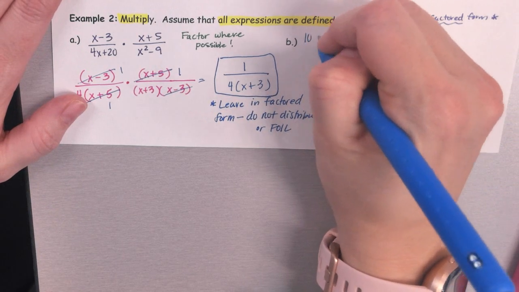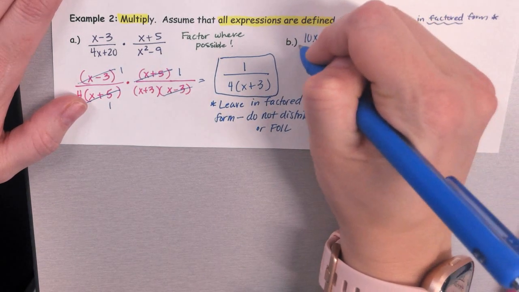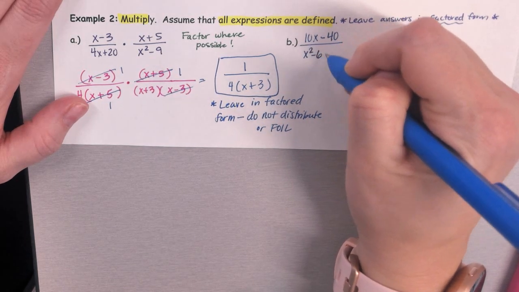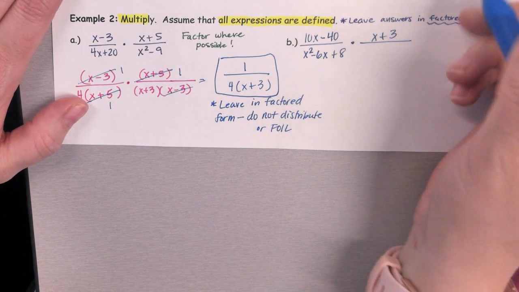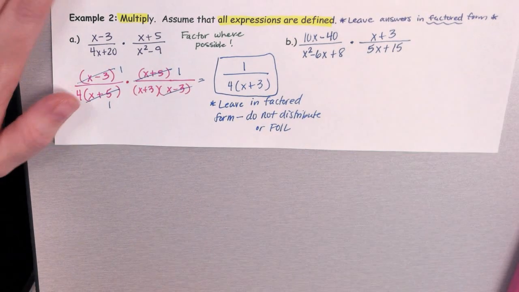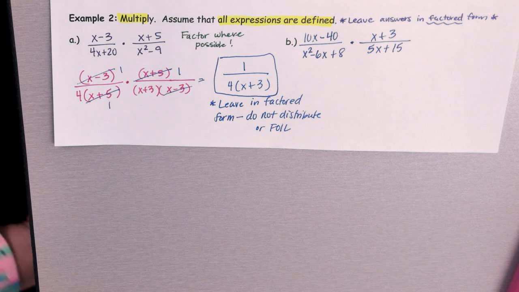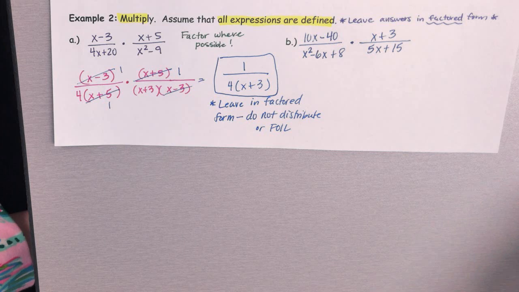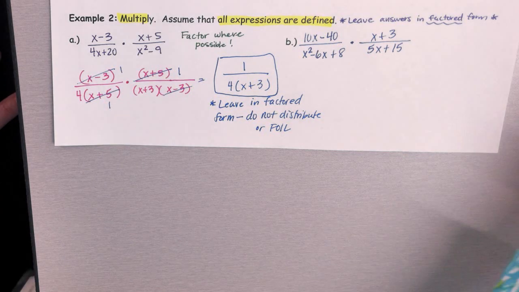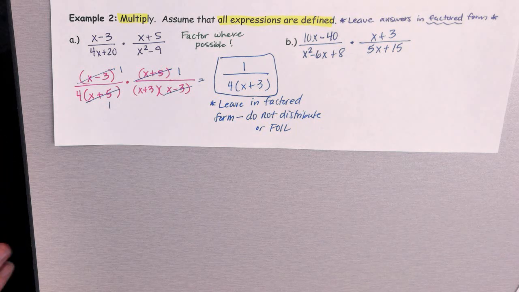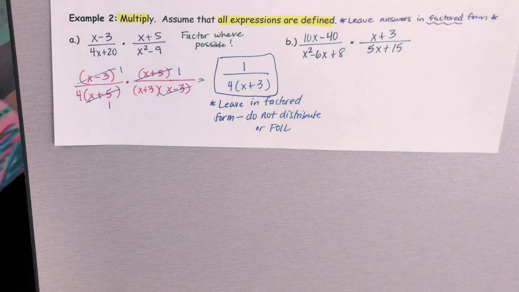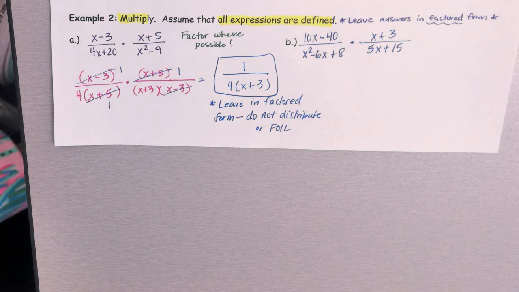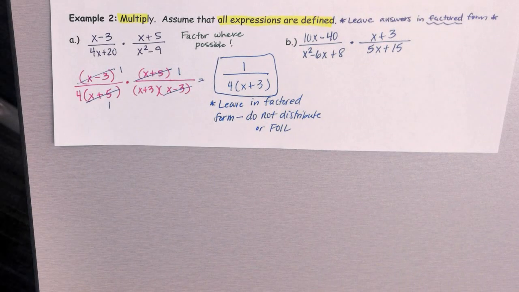All right, you want to try the next one by yourself? So 10x minus 40 over x squared minus 6x plus 8 times x plus 3 over 5x plus 15. So remember your rules. First thing you want to do is take out the GCF if there is one, okay?